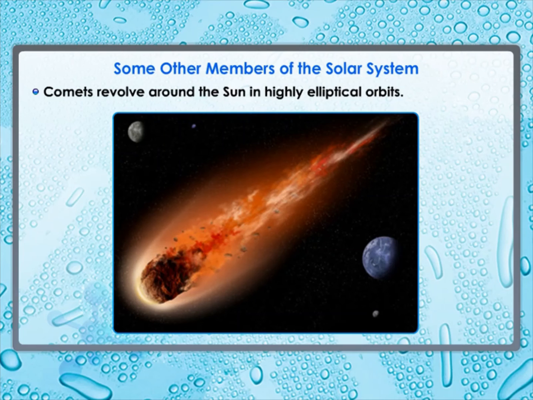Many comets are known to appear periodically. One such comet is Halley's Comet, which appears after nearly 76 years. It was last seen in 1986.